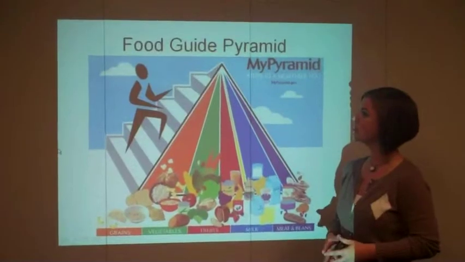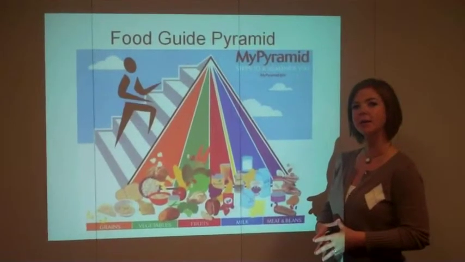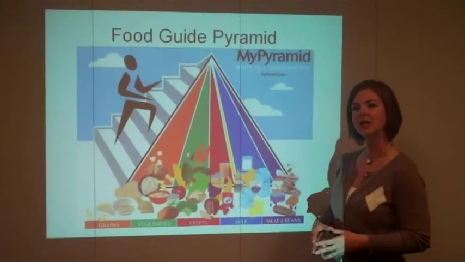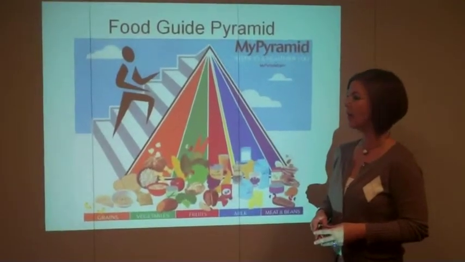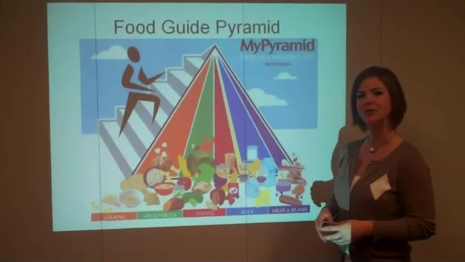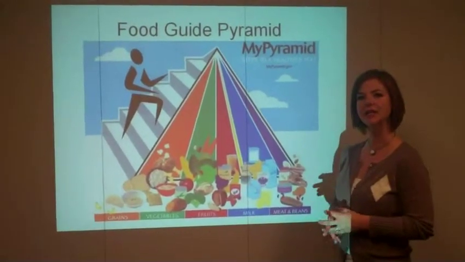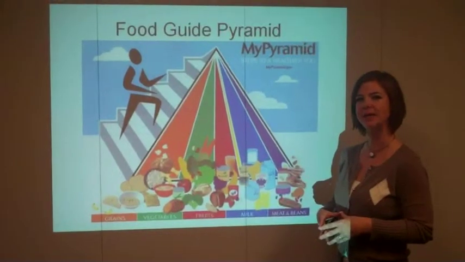We still have our grains, our vegetables and fruits, our milk, our beans, and meat. So what you can do is log on to www.mypyramid.gov, and you can actually develop and design your own food guide pyramid. How you're going to do that is you're going to enter in some information, your height and weight, your age, gender, and activity level, and that's going to give you an idea of how many calories you should consume on a daily basis.